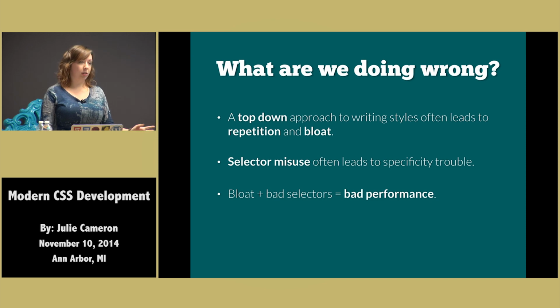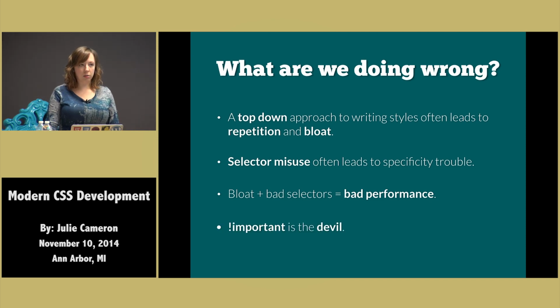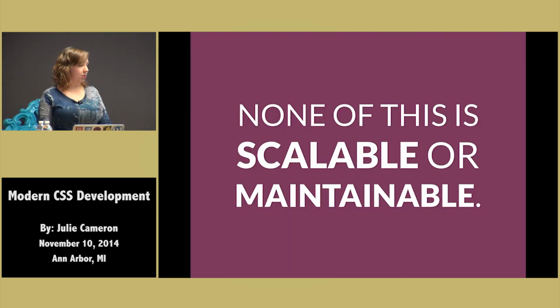So once we run into this problem, we just start adding important, and then hope everything works out for the best. Hopefully we all agree that important is the devil, and we should not use it. All right. So ultimately, though, none of this is scalable or maintainable. Like, that's the big problem here.